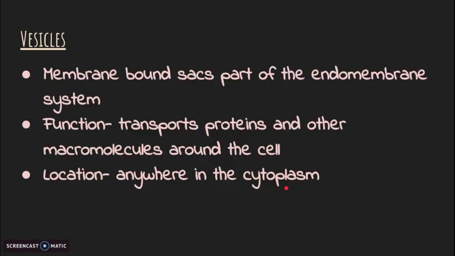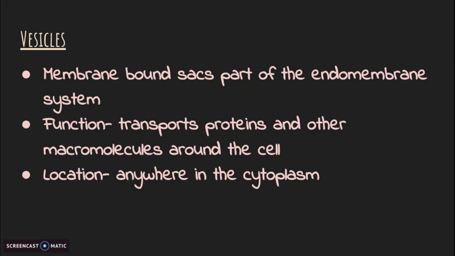The vesicle is the next thing we're going to talk about. These are membrane-bound sacs that are part of the endomembrane system. What we call the endomembrane system is really just the system that includes all of the different membranes in our cell, because all of the organelles have membranes around them. So almost all of them are considered part of the endomembrane system.